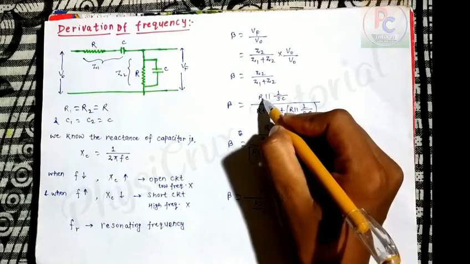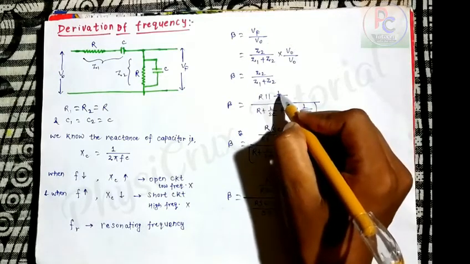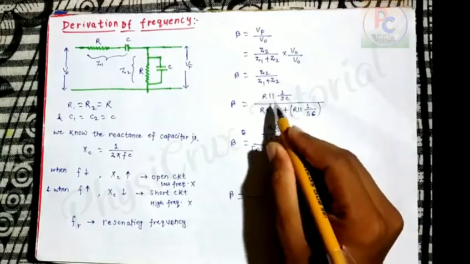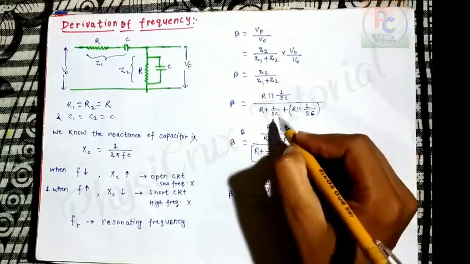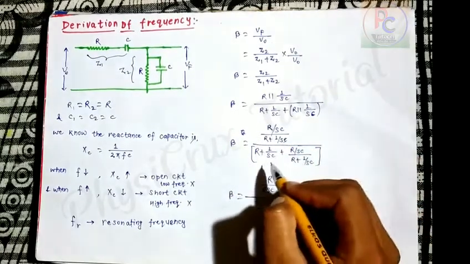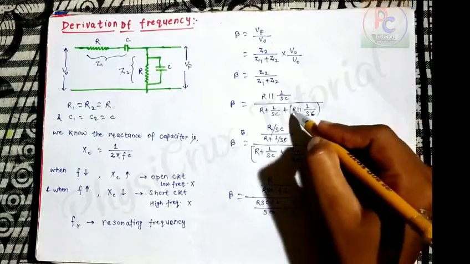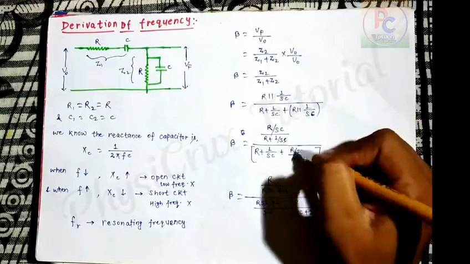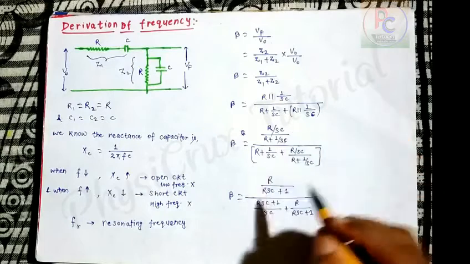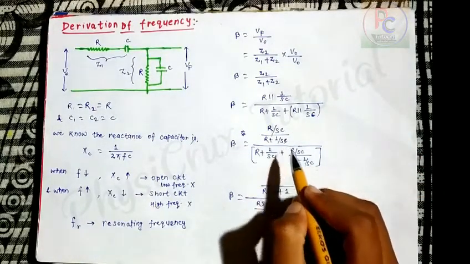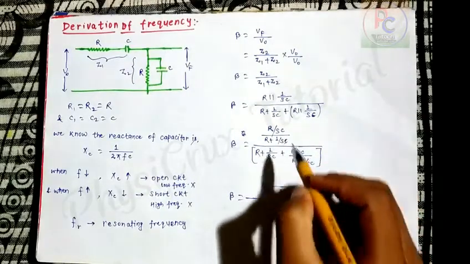So R into 1 by SC will be R by SC by addition R plus 1 by SC, and here the value of Z1 will be same. Here we have written, and the value of R parallel 1 by SC have written as above. Now beta, we can write the value of beta here.